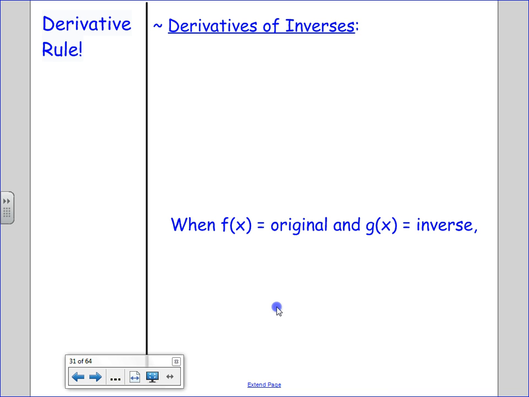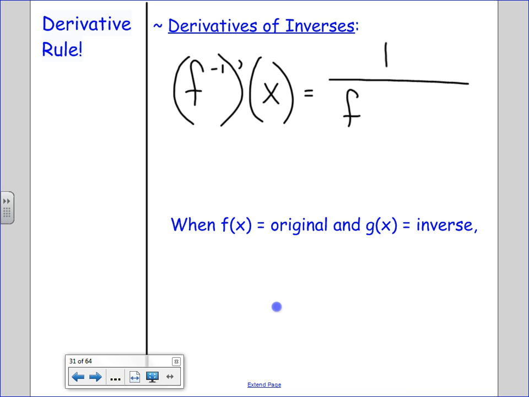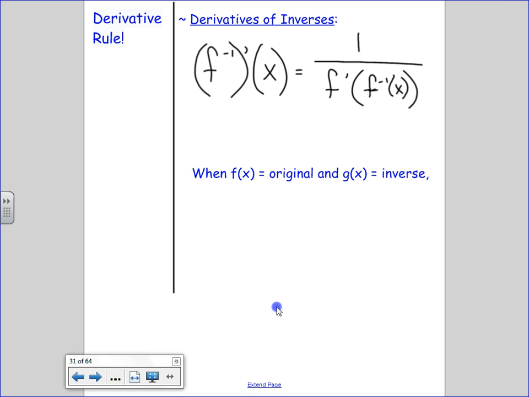Okay, ready? Derivative of the inverse. If I want to find f inverse prime of x, it is going to be the reciprocal of f prime of f inverse of x. The x of the inverse is the y of the original. And I need the x of the original, which would be the y of the inverse. Another way of looking at it, if you don't like all the inversey stuff, is you can think about it with f's and g's, where f is the original, g is the inverse, so g prime of x is equal to 1 over f prime of g of x, as long as f prime doesn't equal 0.